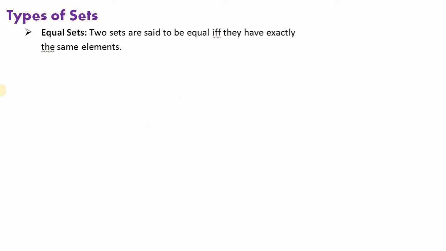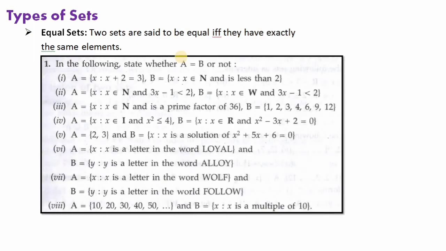The first topic for the day is equal sets. Okay, so as the name itself suggests, two sets are said to be equal if and only if they have exactly the same elements, right? So let's see what is the meaning of this. I've taken this example, and from the exercise I've taken these many questions, so I'll take a few as examples.